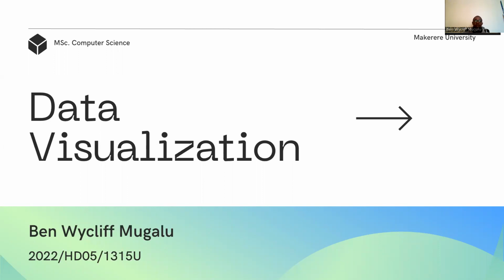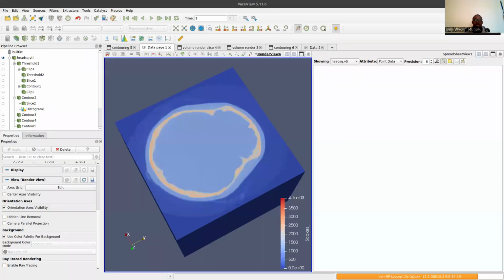So today I'm gonna be walking through ParaView, which is an open source data analytics and visualization software that is popular among the scientific and engineering disciplines. So we dive right into it.